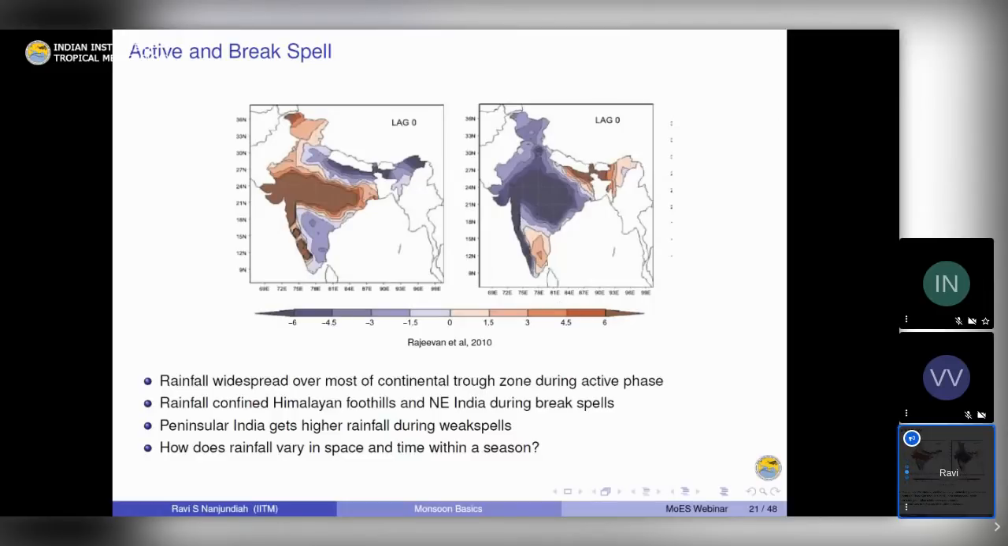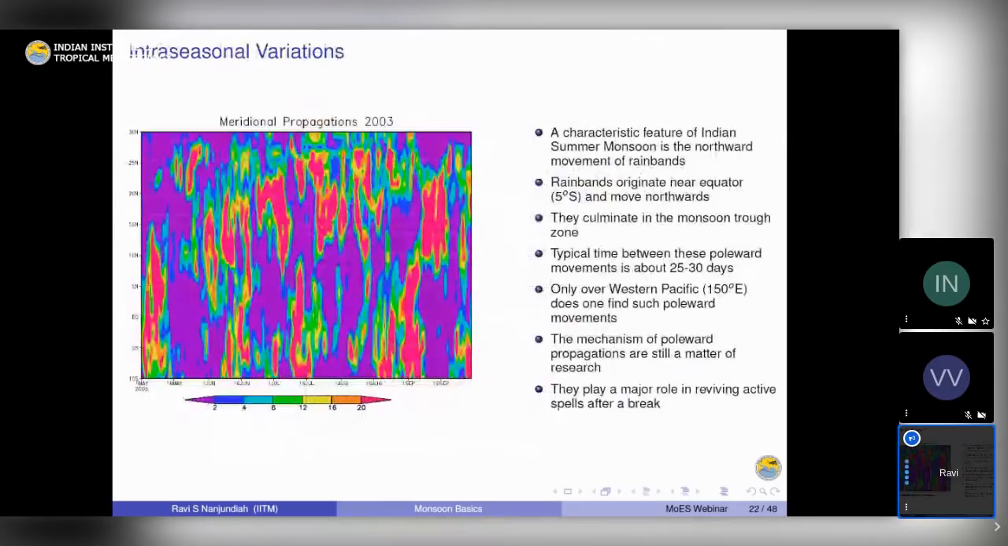It's not that every break spell or every active spell will give you a similar picture, but this is an average over a long term of what happens during an active spell and also what happens during a break spell. So if you look at what happens within a season in a latitude, in the north-south sense, what we see is that we have these northward moving rainfall bands which occur over the Indian region.